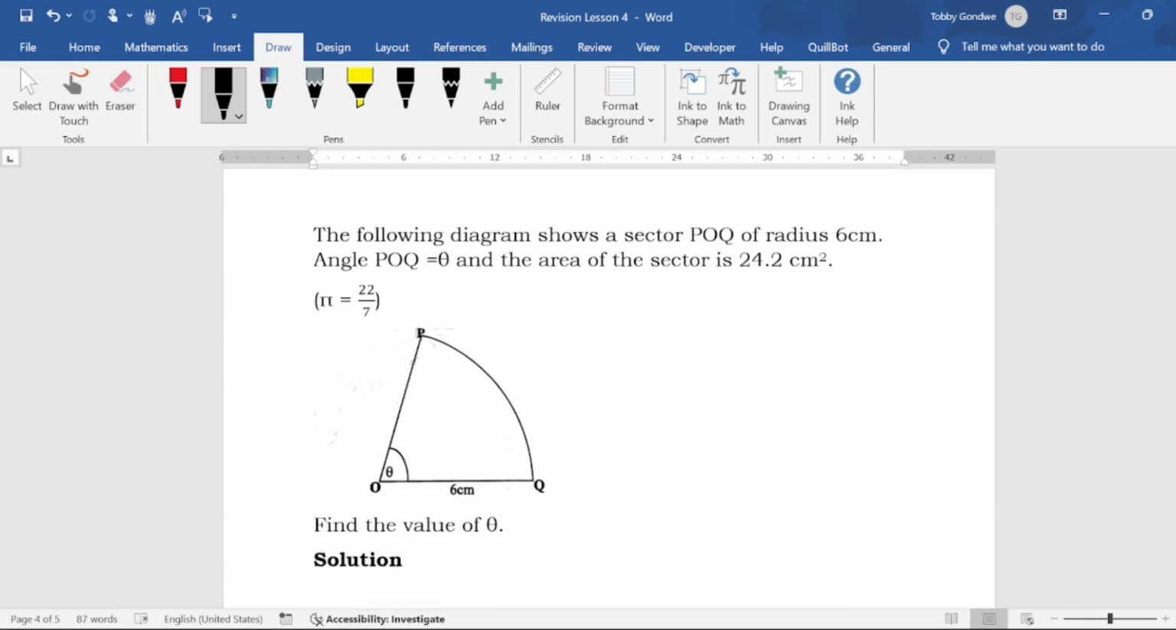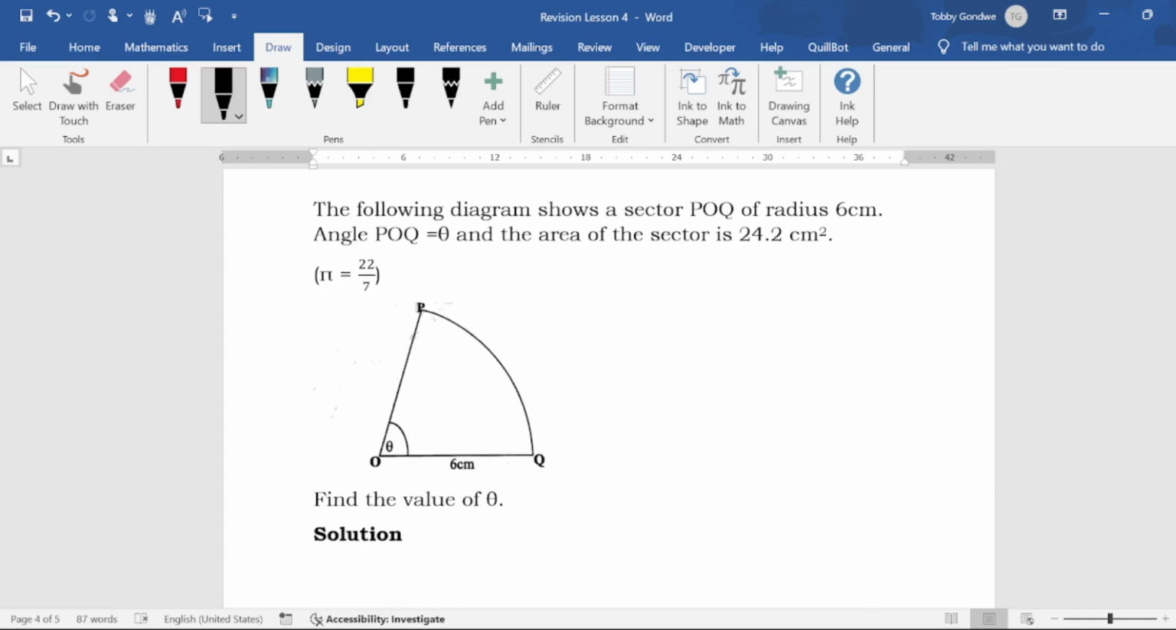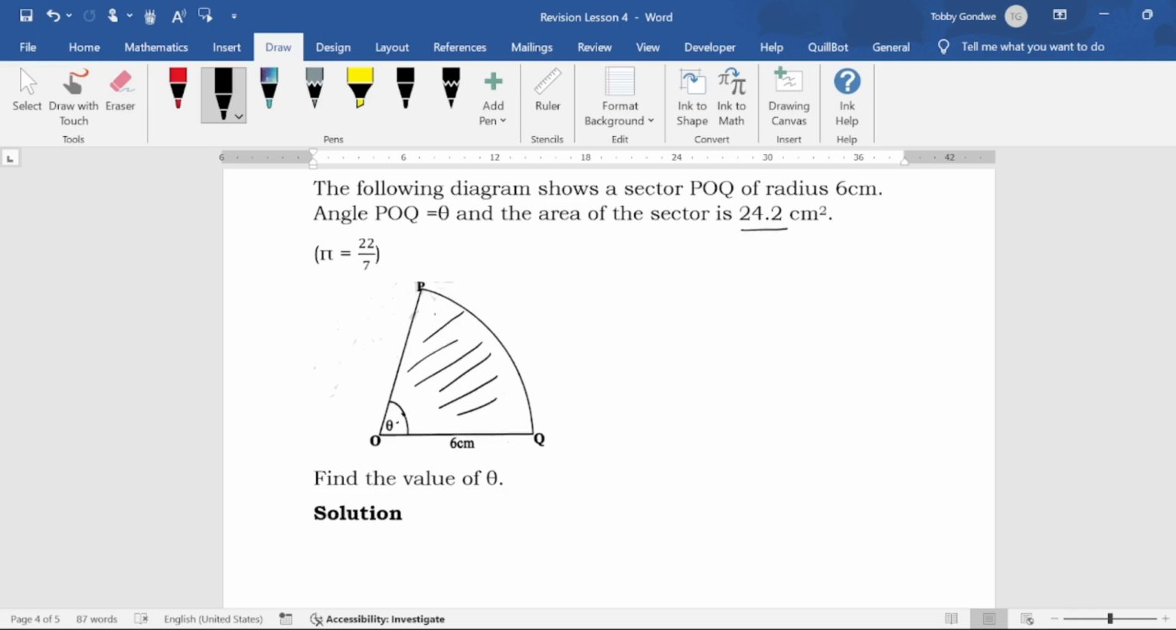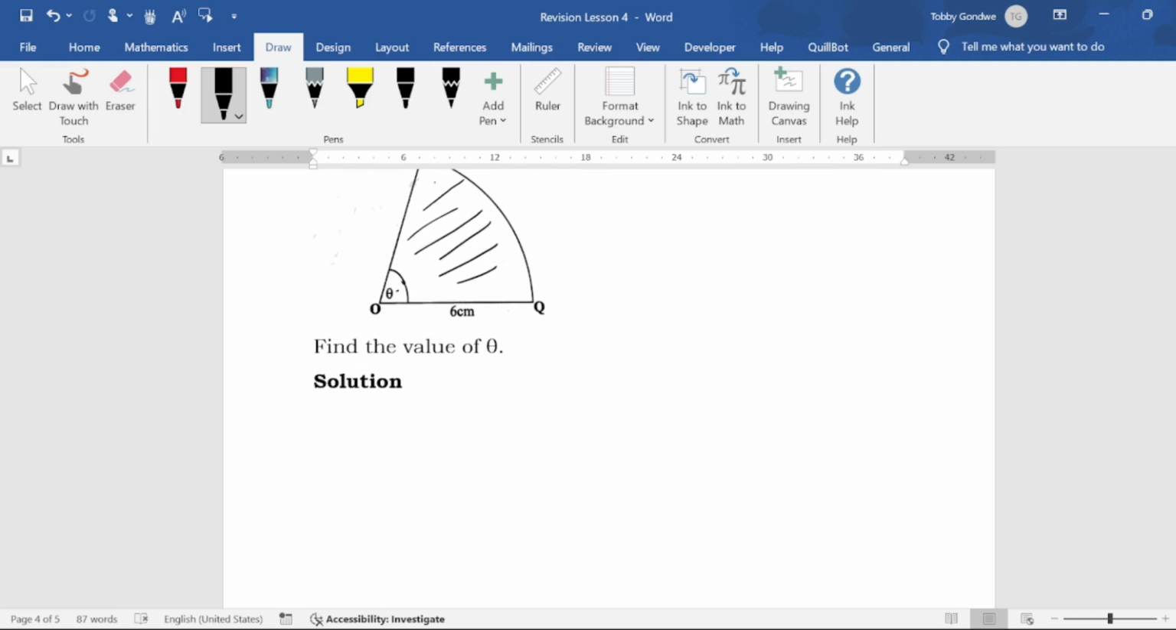We have this one now. It said the following diagram shows a sector POQ of radius 6 centimeters, as you can see. Angle POQ is theta, which is this angle here, and the area of the sector, this area here, is 24.2 square centimeters. We are given the pi value as 22/7. And what are they asking us? They're asking us to find the value of theta.